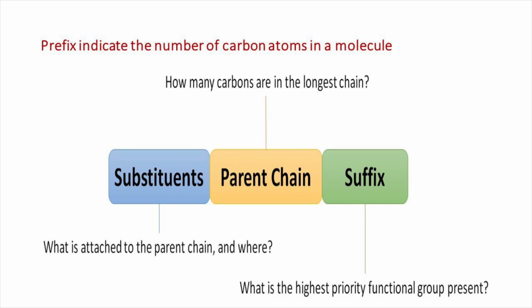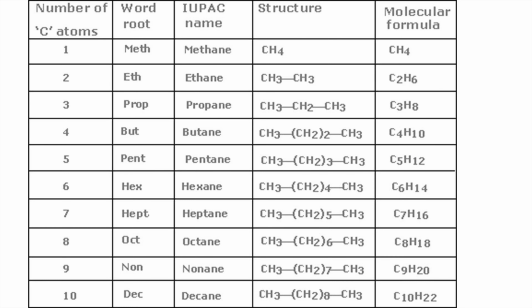The parent chain indicates how many carbons are in the longest chain. The substituents indicate what is attached to the parent chain and where. The suffix part indicates the highest priority functional group present. Here the prefix indicates the number of carbon atoms in a molecule. Here the table represents carbon group prefixes.